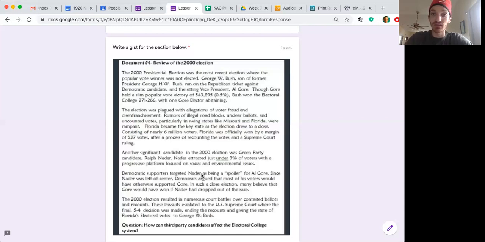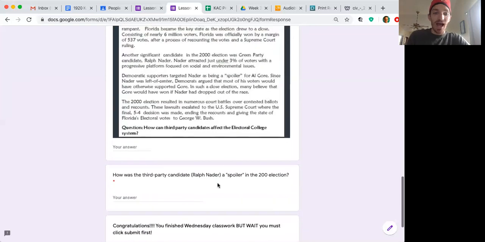Someone named Jill Stein also ran as a third-party candidate and received a lot of votes that could have gone to Hillary Clinton. So just think of it like this. If I'm picking between 3 people and my first choice is John, my second choice is Mary, and I vote for John and John doesn't win, I could have voted for Mary, right? So a lot of people went in and voted for Ralph Nader, and then Ralph Nader didn't win. So they now were like, oh, well, I could have voted for Al Gore, but they didn't have a chance to go back and redo it. That's why third-party candidates. How was the third-party candidate Ralph Nader a spoiler in the 2000 election?